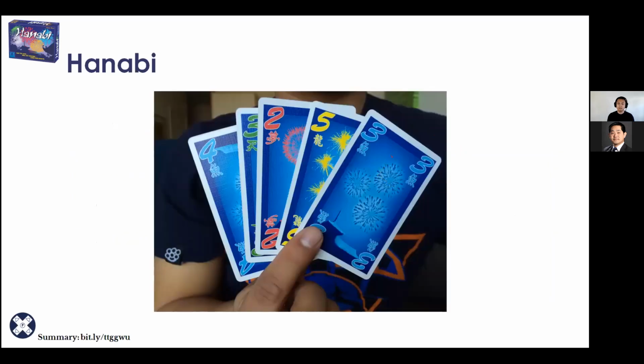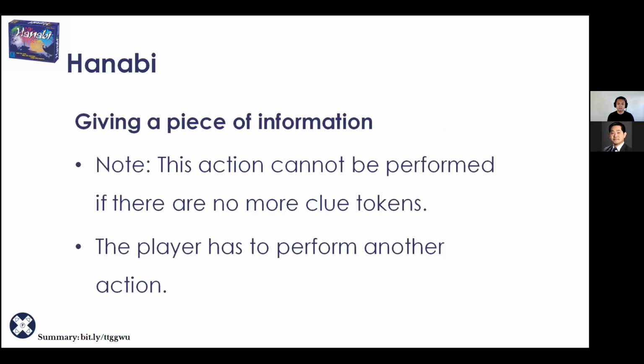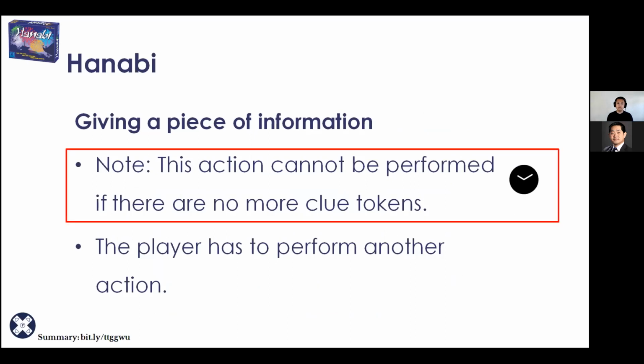In this case, given those 2 clues, we have used deductive reasoning to determine that this card here on the end is a blue 3. So we're going to store that up in our head and just remember that that card is a blue 3. And we know that this other card here is blue, but we still don't know what the numerical value of that is yet. When you give a piece of information, this action cannot be performed if there are no more clue tokens. Those clue tokens are going to be limited.